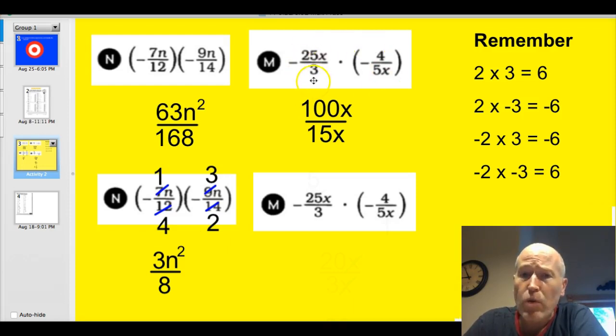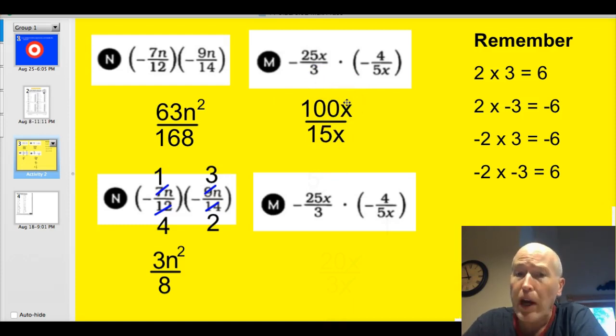All right, let's take a look at this one. Once again, we've got a negative times a negative, so we know our answer is going to be positive. Even number of negative symbols. But this one here, we have 25x times 4, and we have 3 times negative 5x. I'm sorry, negative 3 times negative 5x, when you think about these as fractions. So what I did was I just multiplied straight across. 25x times 4 would give me 100x, because the negatives cross out and give me a positive. And I've got 3 times 5x, I've got 15x.